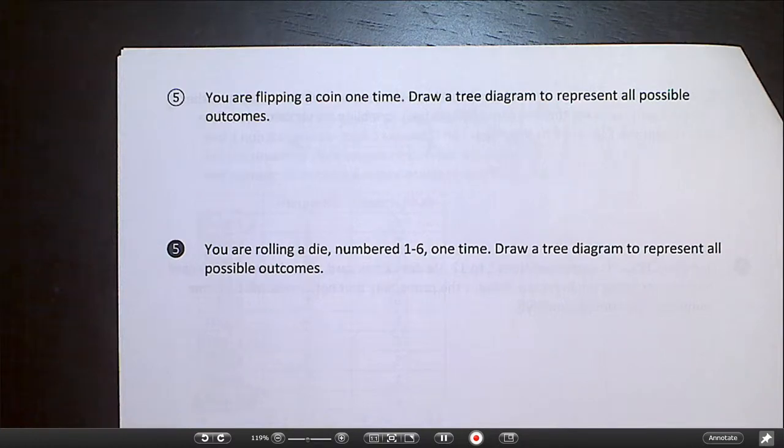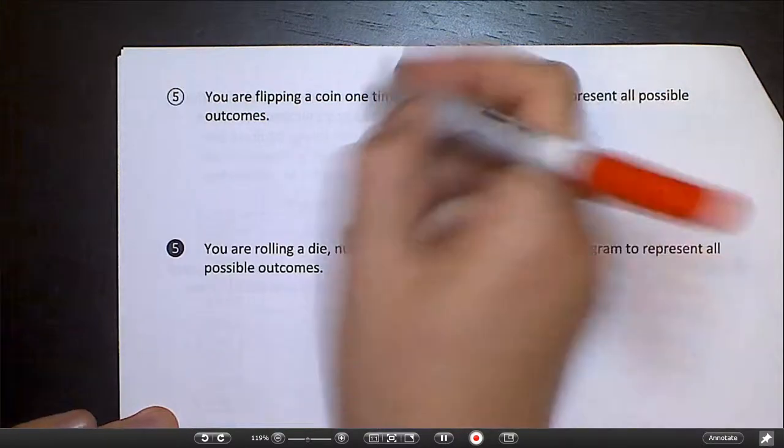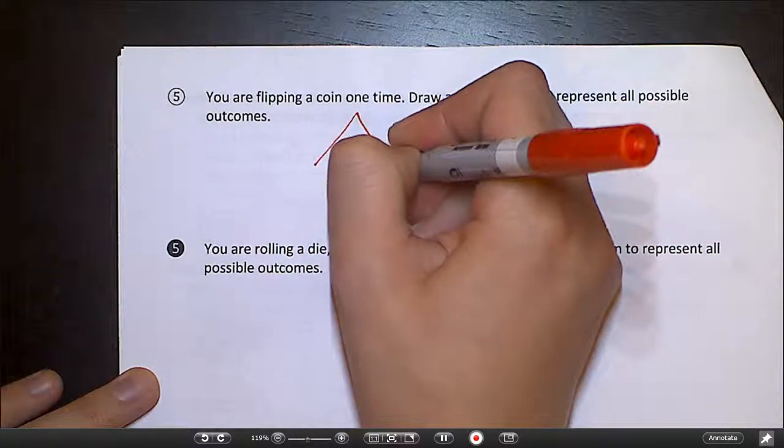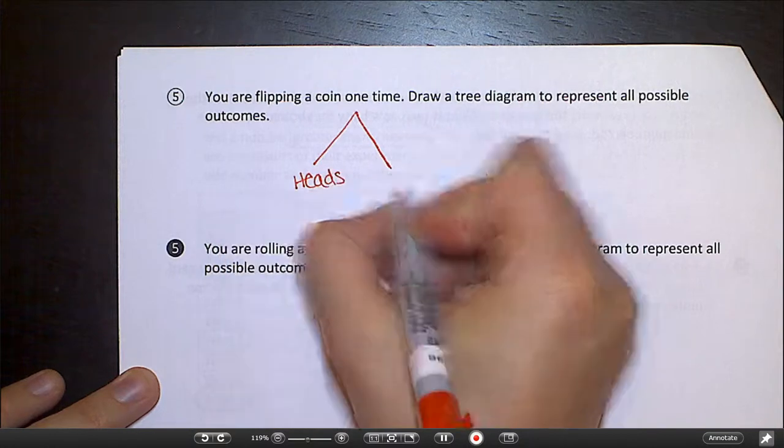Number 5 says you are flipping a coin 1 time. Draw a tree diagram to represent all possible outcomes. So this is going to be like the easiest question that you see on this review. All we have to do is start off. We're flipping a coin. So I have 2 possible outcomes. I have heads and I have tails.